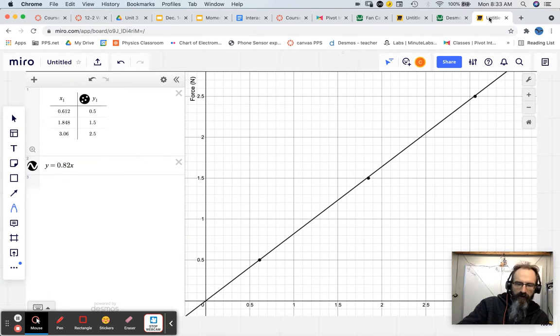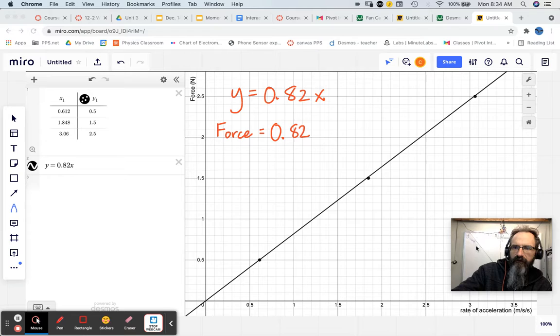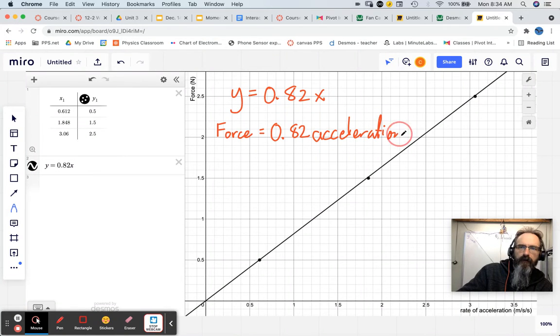Here we're going to move to my whiteboard system again. Now I've got an equation, y equals 0.82x. My y-axis is labeled force equals 0.82. My x-axis, remember that's my rate of acceleration. I'm going to shorten that again to just acceleration. So force equals 0.82 times acceleration.